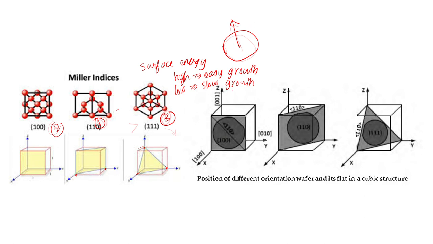Sorry, the surface energy of 111 is the lowest. The surface energy of 110 is the highest. So this has the highest surface energy, this has the second highest surface energy, and this has the third highest surface energy. So if the surface energy is higher, then the growth will be easier. If the surface energy is low, then the growth will be faster.